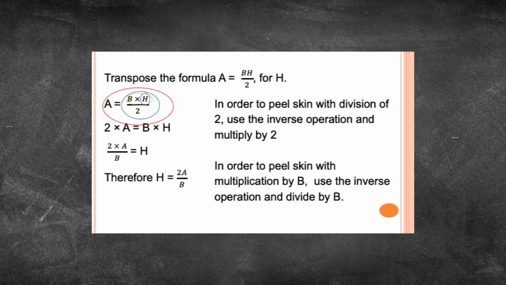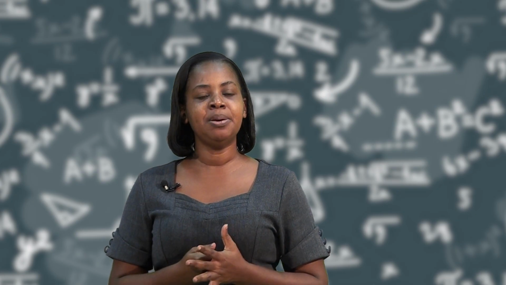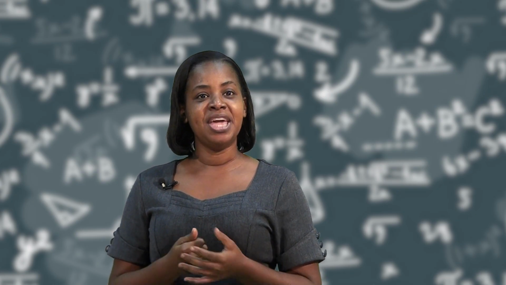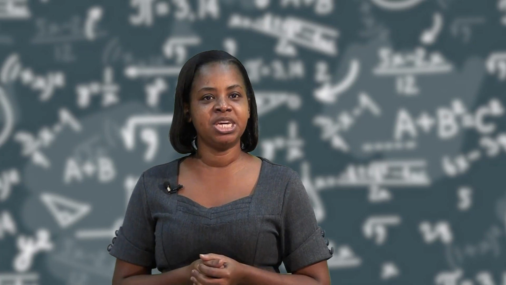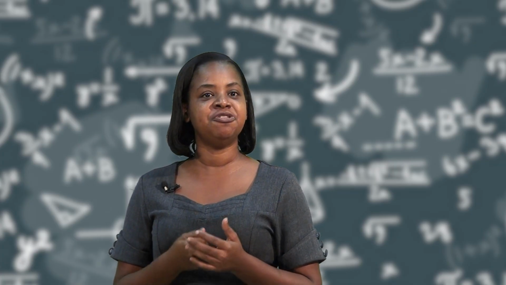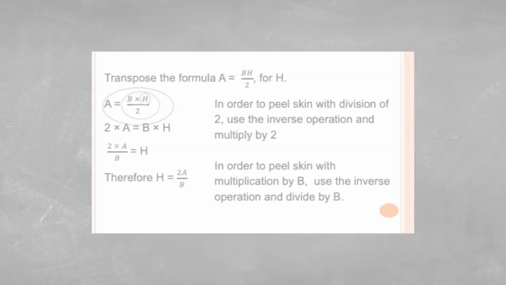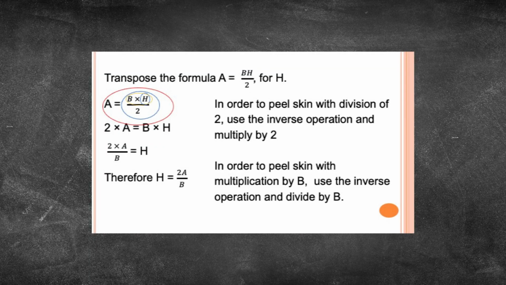Yes, peel the skin with A. Next, peel the skin with division by 2 by using the inverse operation. So we now have A multiplied by 2 is equal to B multiplied by H. Next, peel the skin with multiplication by B by using division. Our answer is A multiplied by 2 divided by B is equal to H, or H is equal to 2 multiplied by A divided by B.